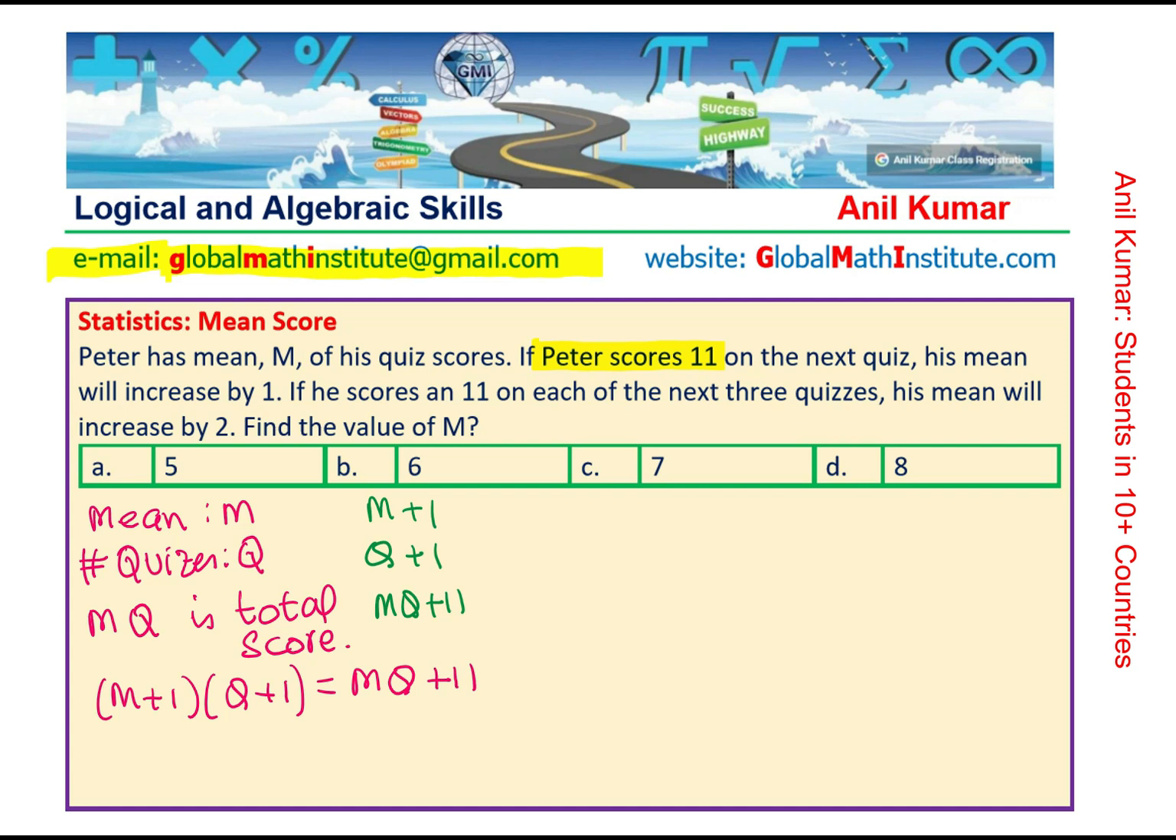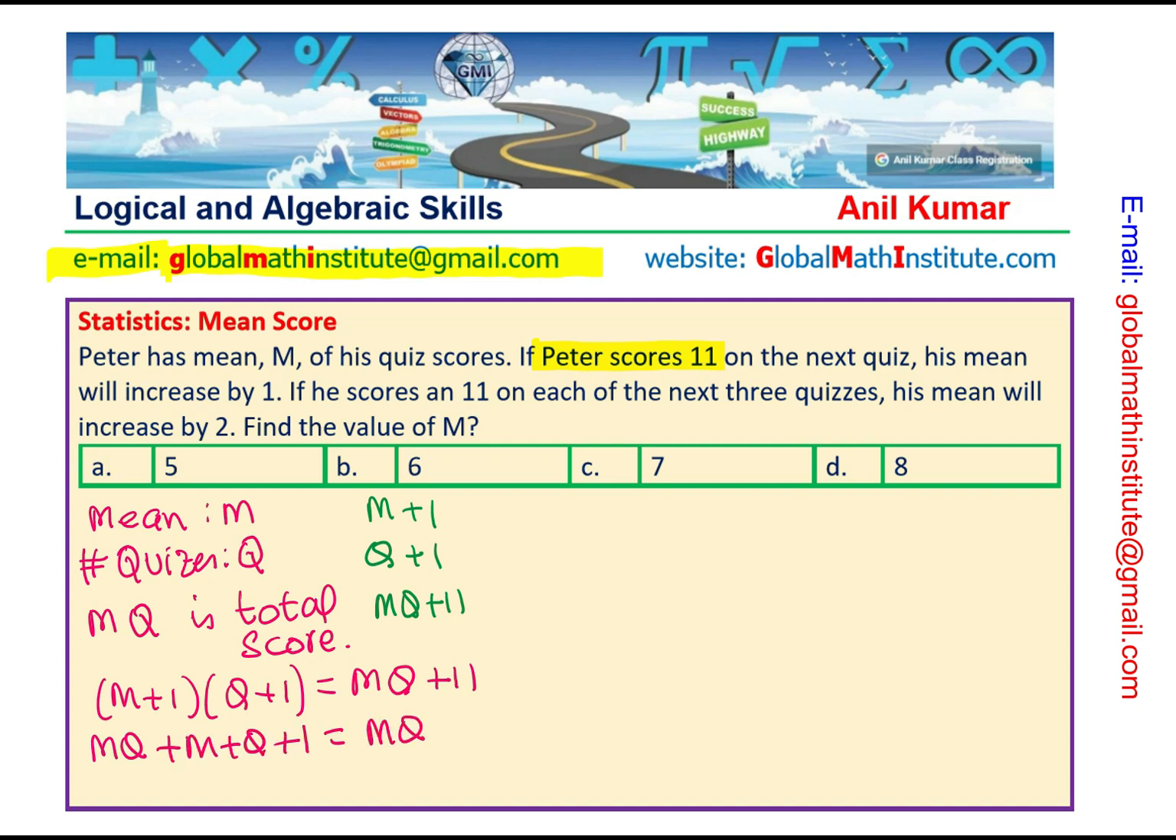You can expand and simplify this. So we get MQ plus M plus q plus 1 equals MQ plus 11. MQ cancels, right, from both the sides. And you're left with M plus q equals 11 minus 1, which is 10. Let me call this equation 1. Makes sense?